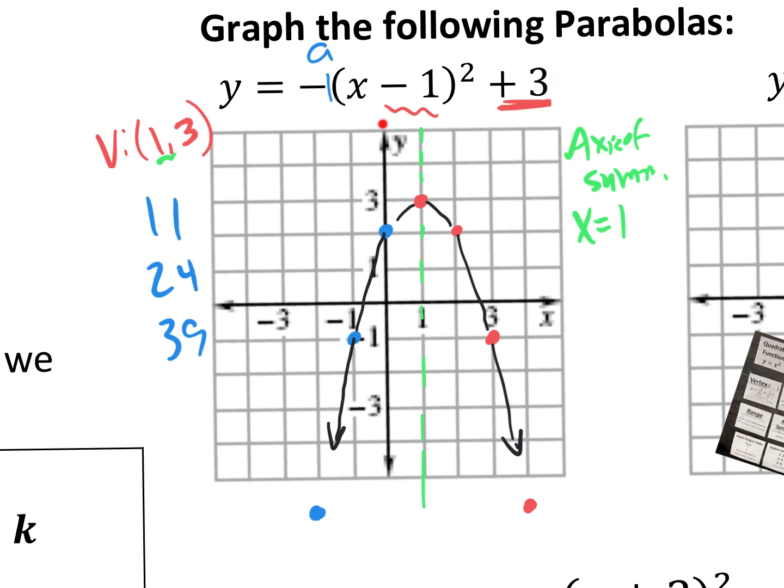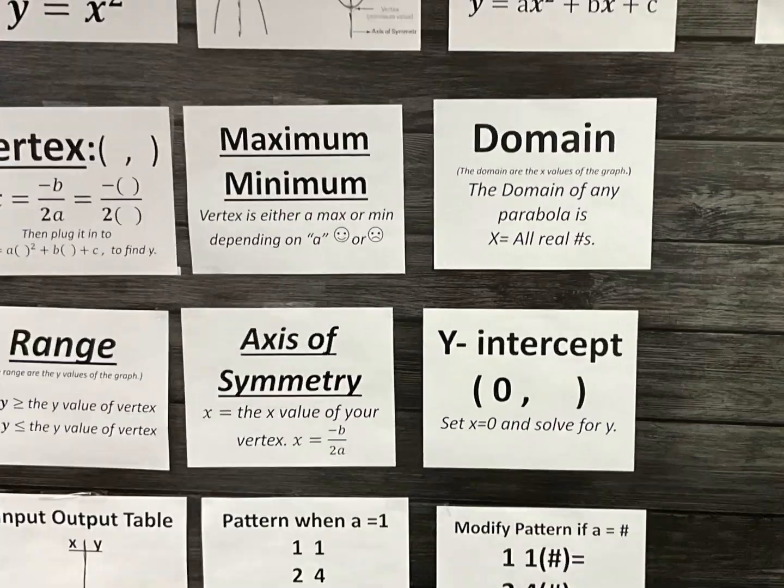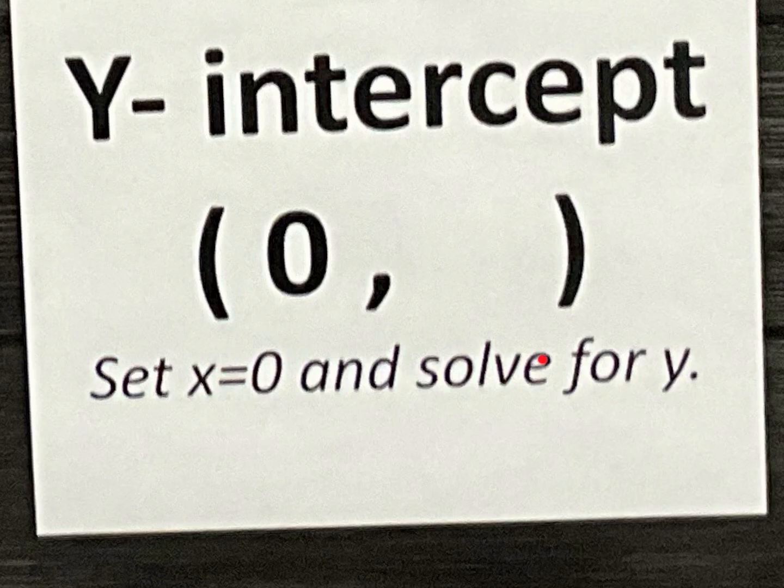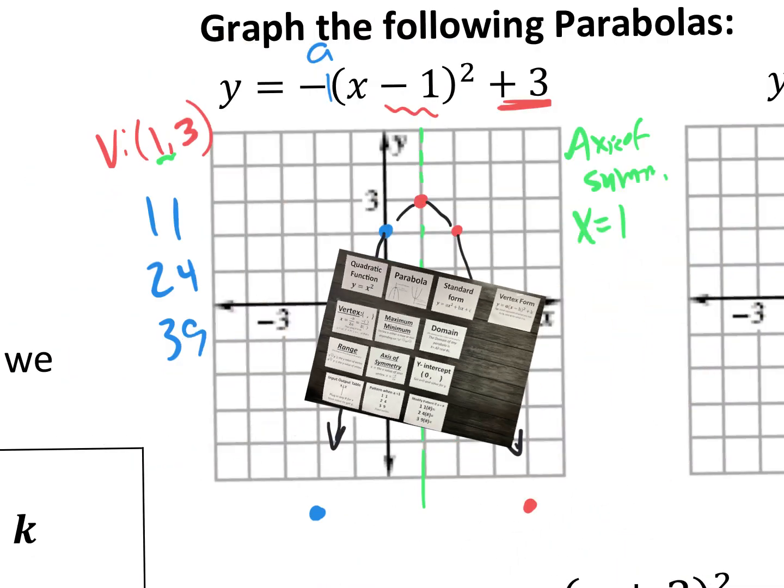I mean, you can clearly see that it does not cross at 3. It actually crosses at 2. So how the heck do we do that? How do you find the y-intercept here? You do it the exact same way. To find the y-intercept, set x equal to 0 and solve for y. So that's exactly what we need to do.